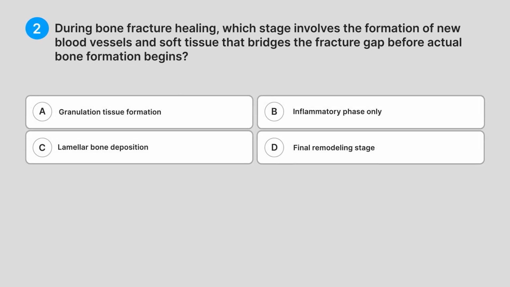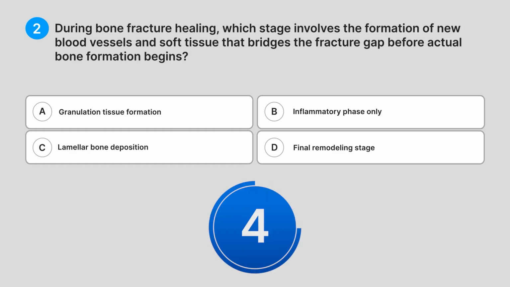2. During bone fracture healing, which stage involves the formation of new blood vessels and soft tissue that bridges the fracture gap before actual bone formation begins? A. Granulation tissue formation. B. Inflammatory phase only. C. Lamellar bone deposition. D. Final remodeling stage. Do you know the answer?